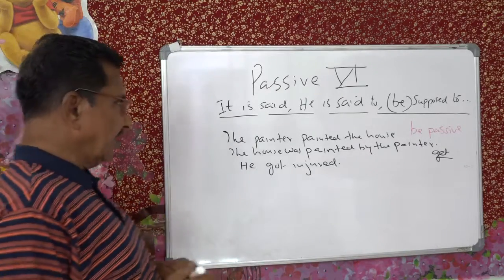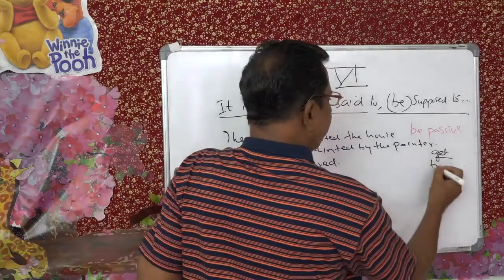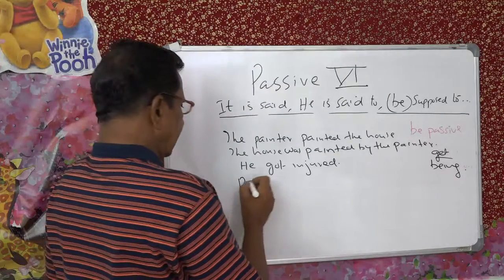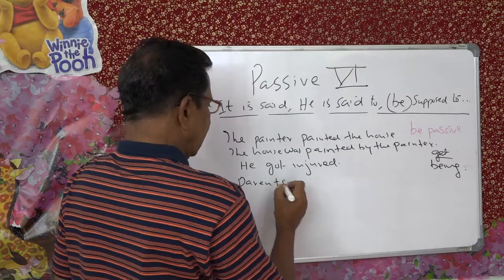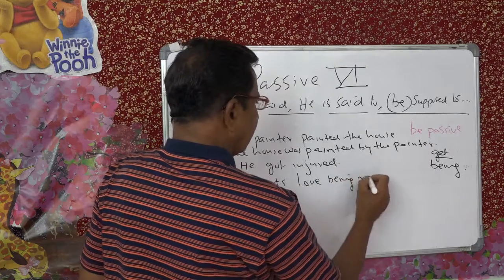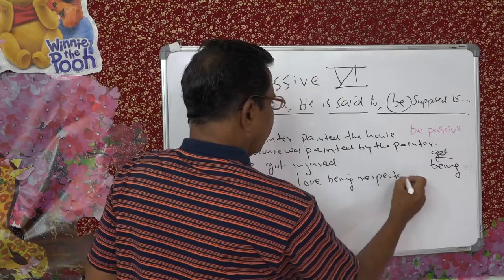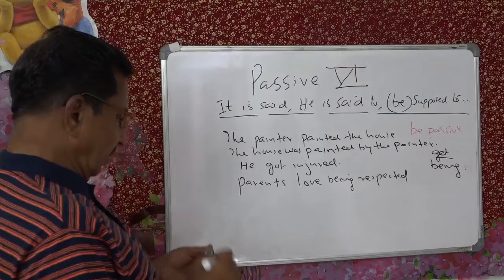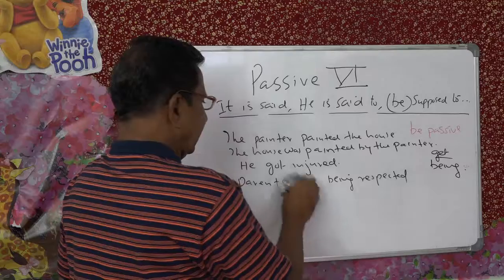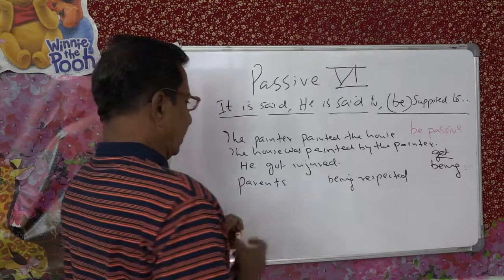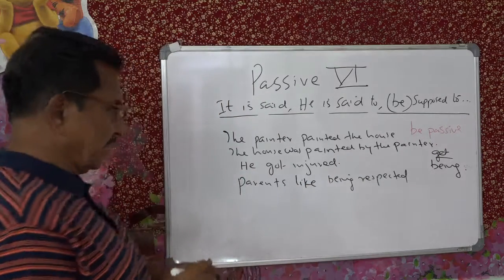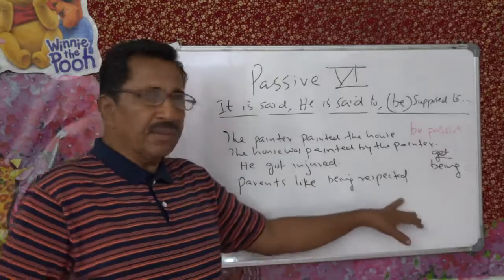Okay. Then you have got the being passive. What is being passive? Parents love being respected. Parents love being, or like. Instead of love we can use like. The parents like being respected. So being respected is the being passive.